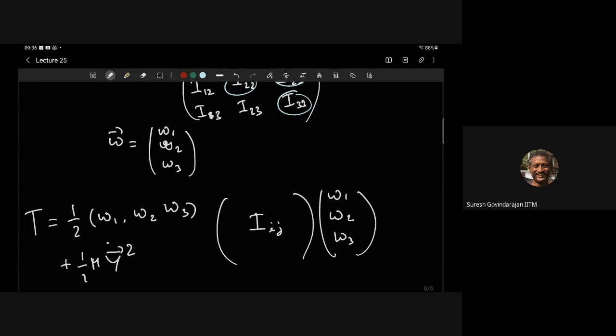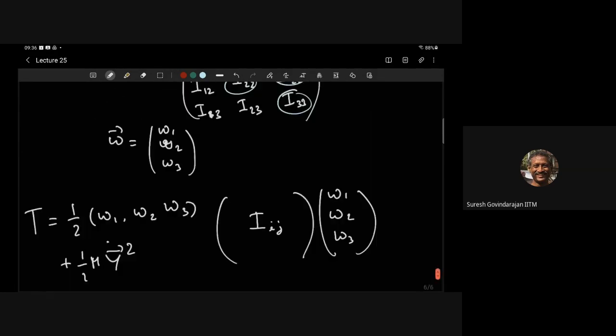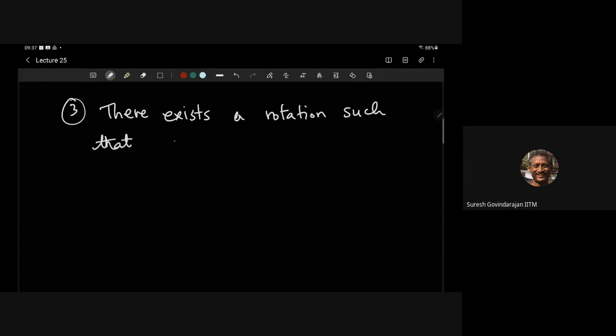Okay, so the last property is that there exists a rotation such that Iij can be made diagonal.